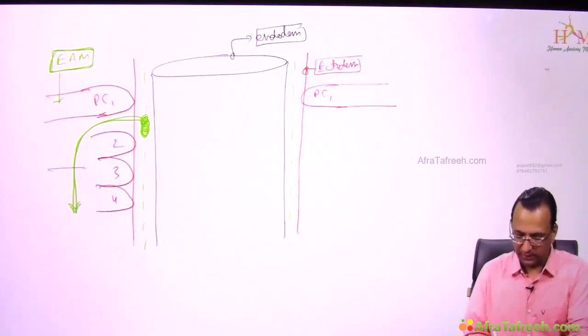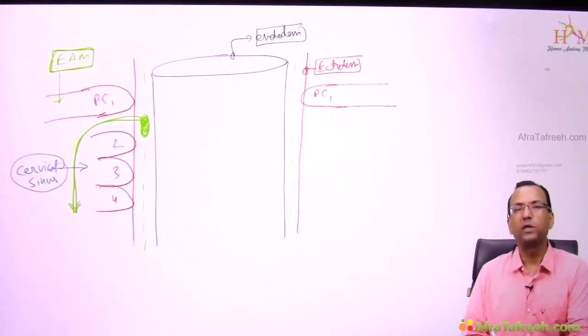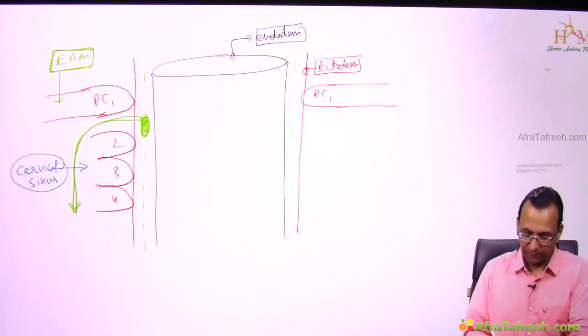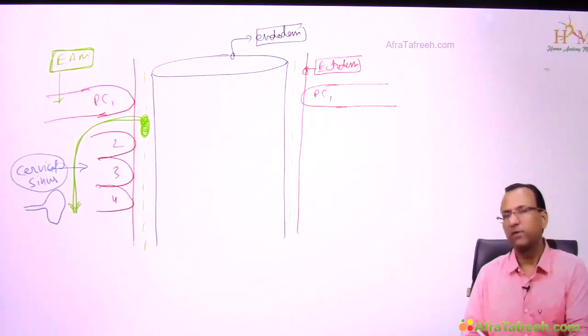That is called a cervical sinus. What is a cervical sinus? It's a blind sac with one opening. So there will be some blind sac with one opening like this. Yes. And later that opening will also close.